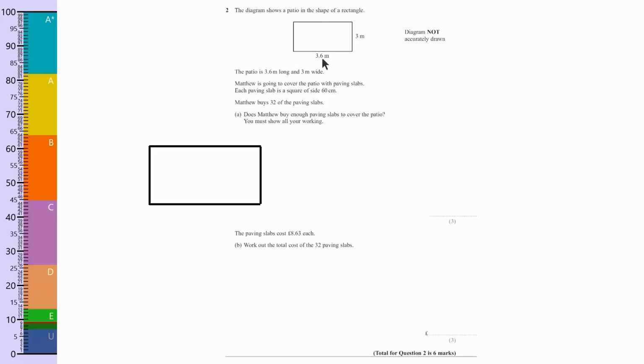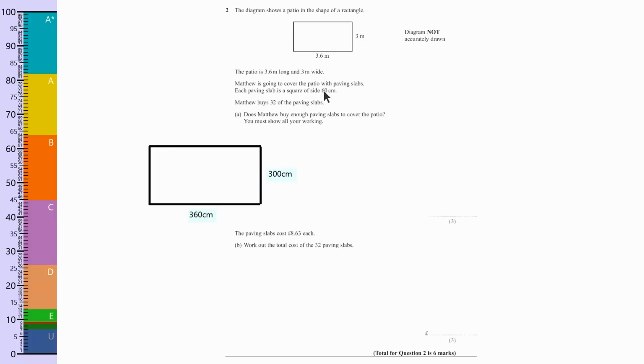Now 1 meter is 100 centimeters, so therefore 3.6 meters is going to be 360 centimeters. And so I'm going to write that down in centimeters. Similarly, 3 meters will be 300 centimeters. So I'm going to write that down, 300 centimeters. Okay. Now that's the unit sorted.